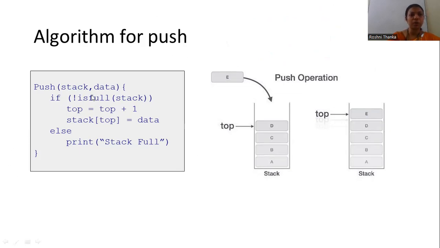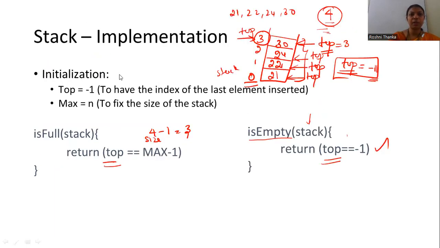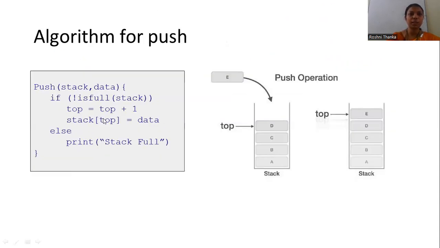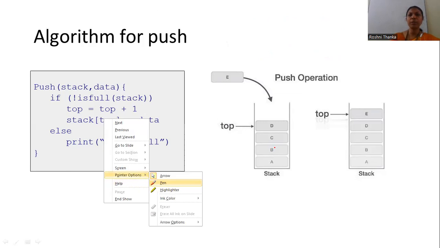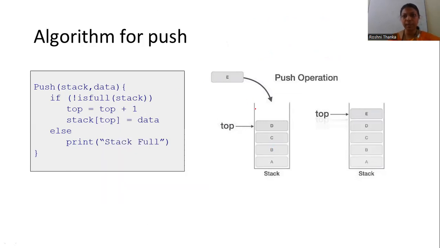Okay, so if the stack is not full, we'll do some operation. If the function is returning true, then we say the stack is full. If the function is returning false, which means it is not full, what are the things we will be doing? What will you do first? Now you can see there is one more place available here, right? So if I want to insert it, what will you do first? We increment this top value first. That is why we are doing top equal to top plus 1.